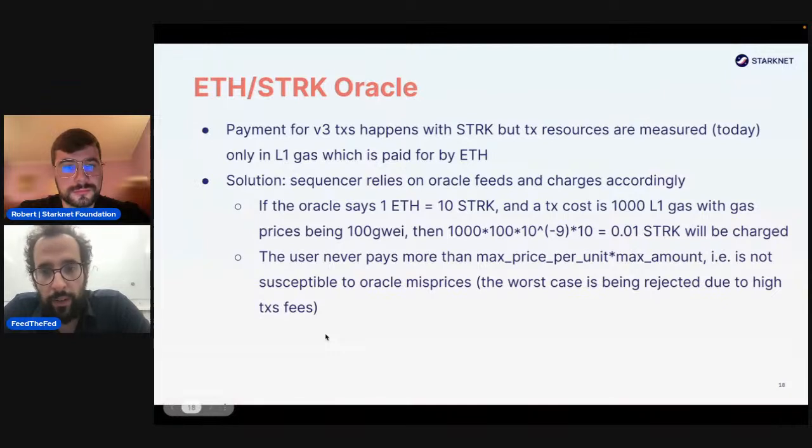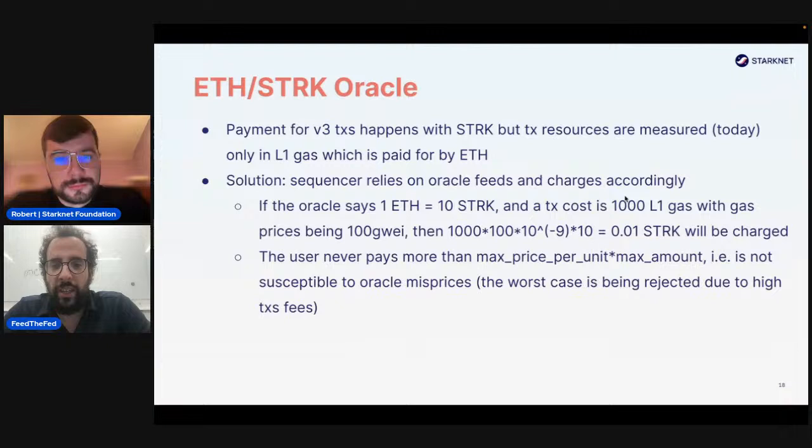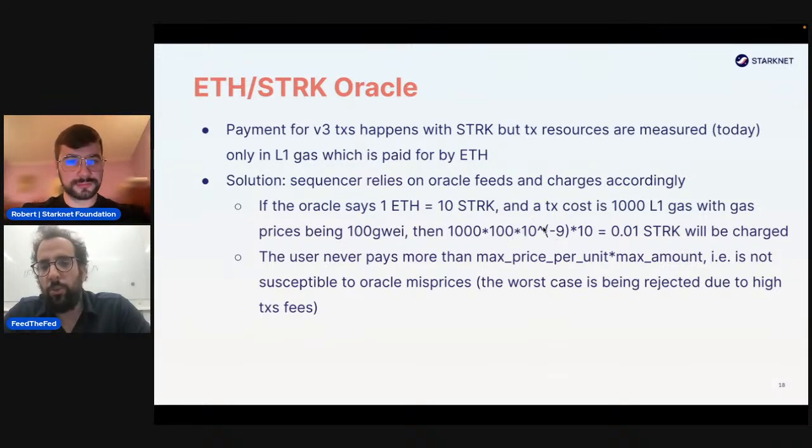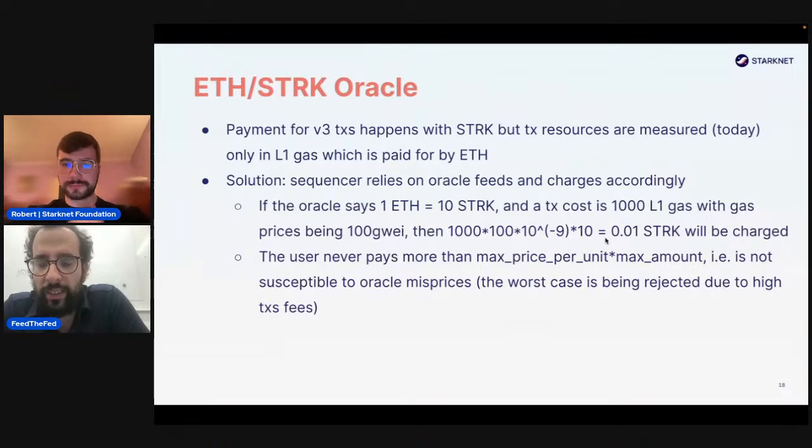And just as a silly example, let's say the oracle tells us one ETH is 10 Starks, and the L1 cost of the transaction is 1K gas, and the gas price is 100 gwei. Then the price for the transaction is obviously 1K gas times the gas price, which is 100 gwei, so 1000 times 100 times 10 to the power of minus 9, times 10, because 1 ETH is 10 Starks, which ends up with 0.01 Starks. So a very silly example, but just to demonstrate what the sequencer will do.